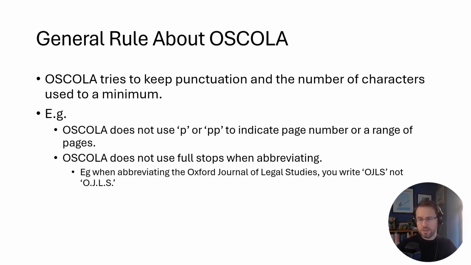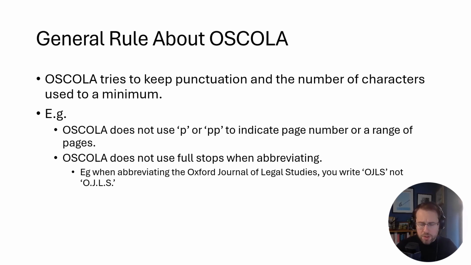Another way that OSCOLA does this is in relation to punctuation. And so, for example, OSCOLA doesn't use full stops when you're abbreviating, say, a journal article. So, for example, the Oxford Journal of Legal Studies becomes OJLS, not O.J.L.S.